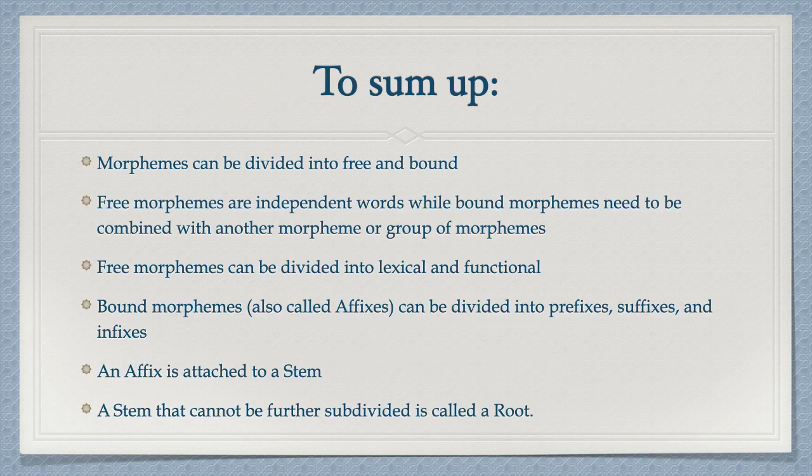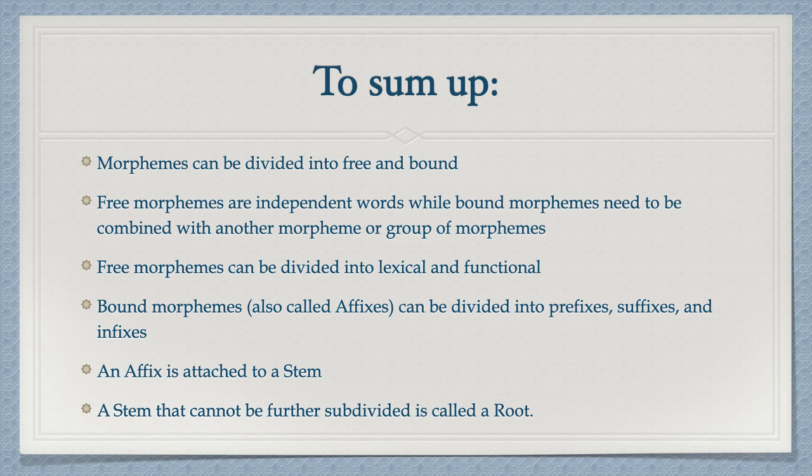Thus, to sum up the points that I have made in this lesson, morphemes can be divided into two major sections: free morphemes and bound morphemes. Of these, free morphemes are independent words, whereas bound morphemes have to be combined with another morpheme or a group of morphemes. Free morphemes can be further subdivided into lexical morphemes and functional morphemes. Bound morphemes, they are also called affixes. They can be further subdivided into prefixes, suffixes, and sometimes infixes.